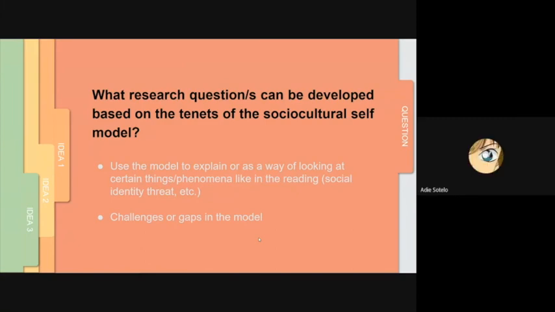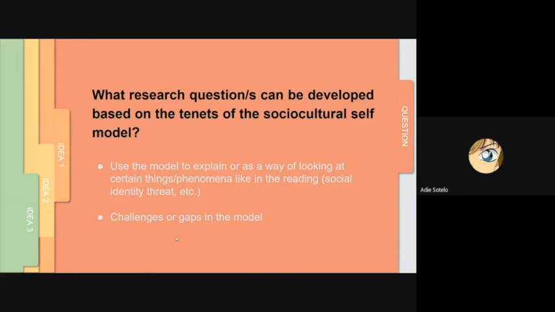I don't know if others will agree, but sa amin, we're supposed to come up with research questions based on the tenets of the sociocultural self model. Tapos, we were not sure. We probably overthought. If we're supposed to think of research questions where we can apply this model to effect change, or if we need research questions as a framework in order to view or explain certain phenomena. Both, or tatlo po yun, or if we are supposed to have questions that challenge or address the gaps in the model.